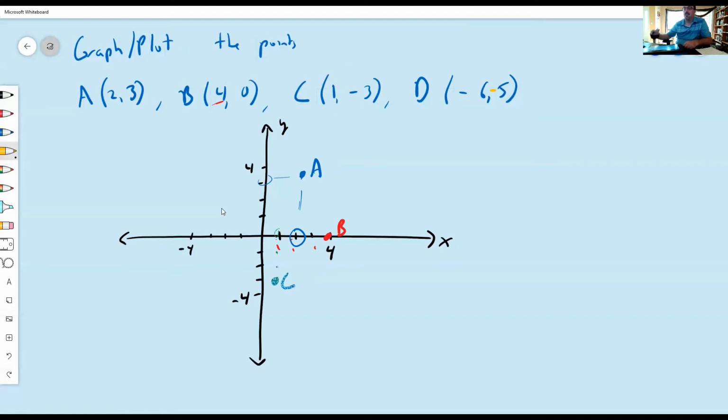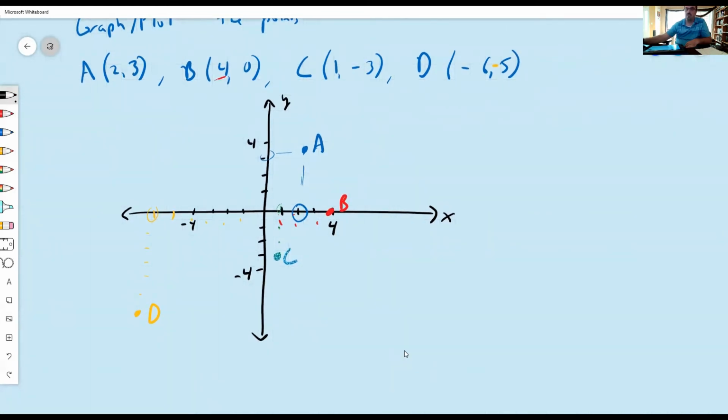So minus 6, minus 5 means I'm going to go, the minus 6 is left 6, and minus 5 is down 5. So left 1, 2, 3, 4, 5, 6. So this is how far we're going. Then we're going to go down 1, 2, 3, 4, 5, 6, we'll say. And this is the point D. All right.